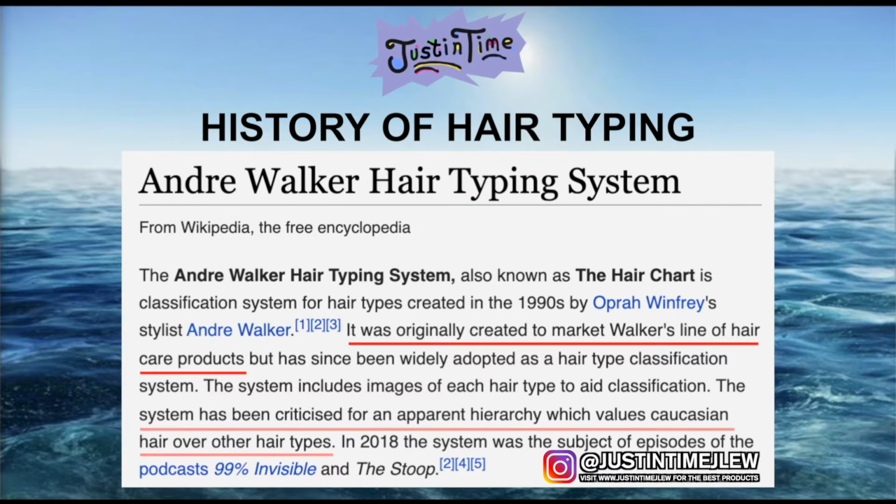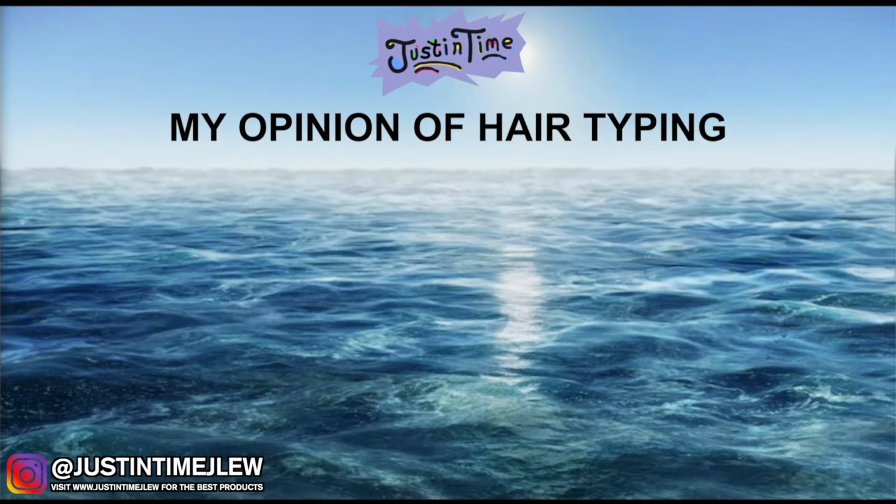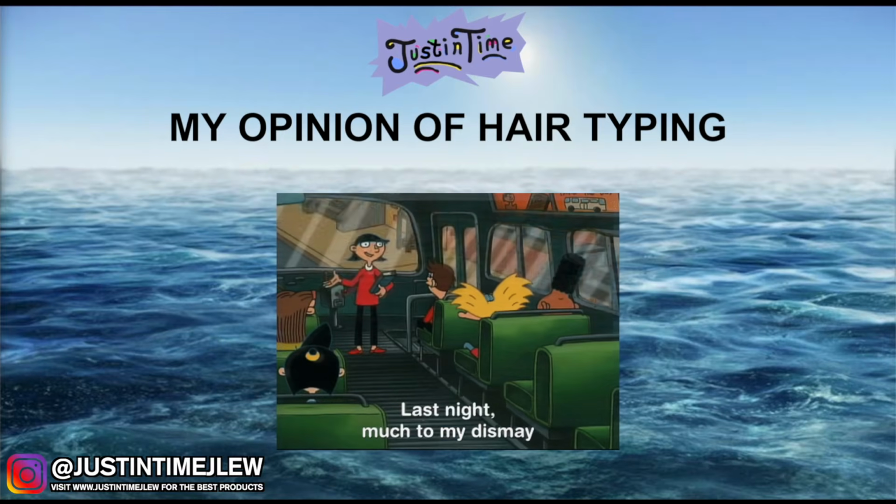And this is one of the reasons why it's led to so much criticism for the apparent hierarchy, which values Caucasian hair over the other hair types. Now, I don't really like saying Caucasian hair because there are some people that are Caucasian that have curly hair, just simply because nobody is pure anything. We're going to get into the details of that. But when it comes to the history of hair typing, these are some of the things that you need to understand about it. Now, the first thing I want to say is that personally, I believe it's fundamentally flawed, right?